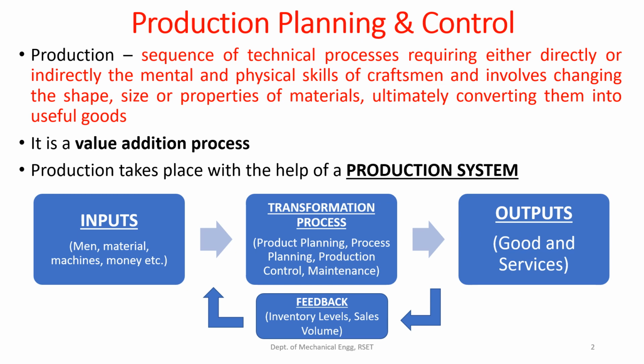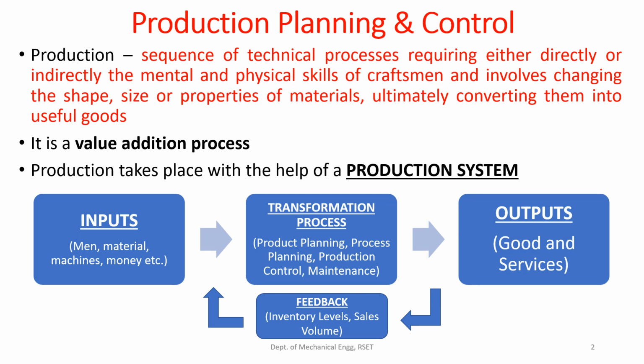So the process of production is a value addition process where you add value to a raw material and convert it into a good or a service that is essential for a customer. The process through which you convert raw materials into useful goods is referred to as production. So production is done with the help of a system called the production system, or essentially the place where production takes place is referred to as a production system.